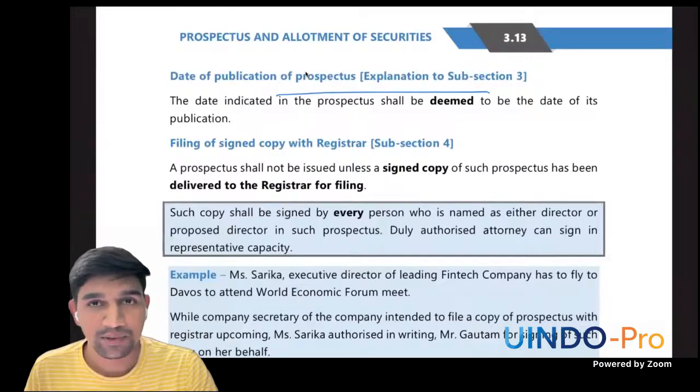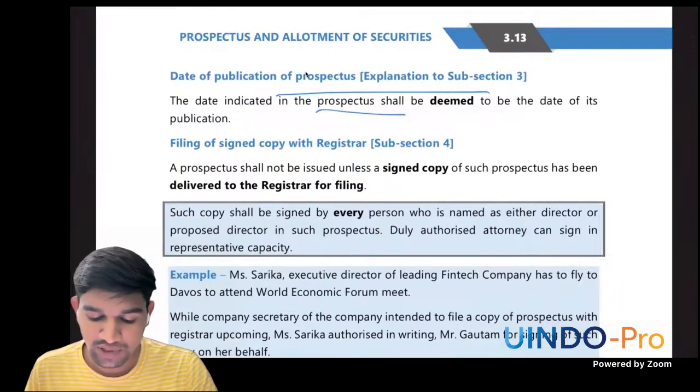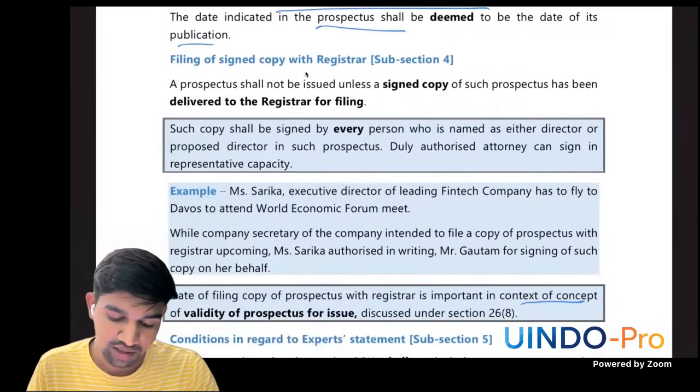The explanation of subsection 3 of Section 26 deals with the date of publication of the prospectus. It says that the date indicated in the prospectus shall be deemed to be the date of its publication, having filed a signed copy with the registrar.